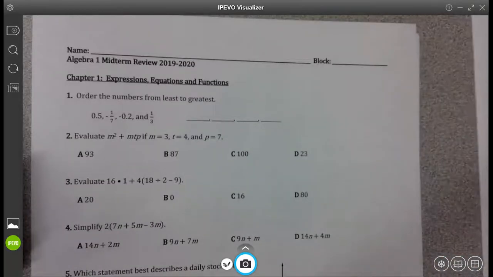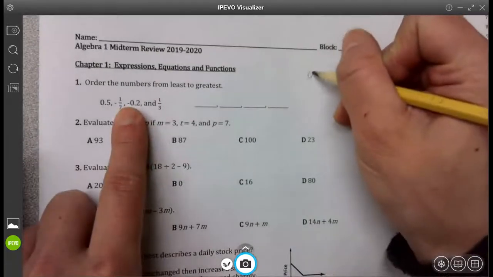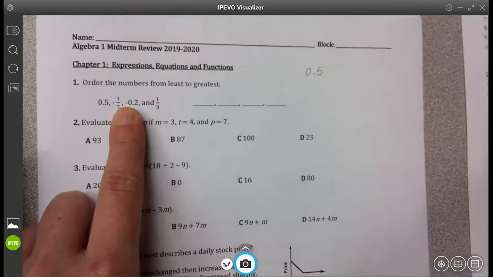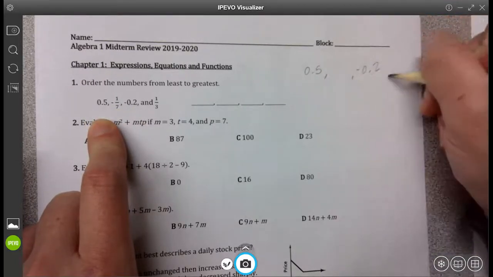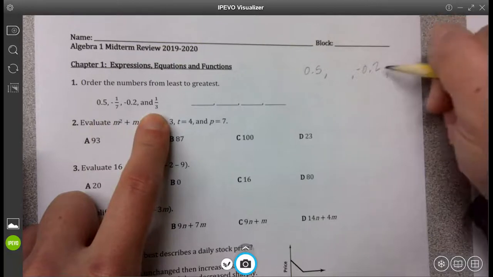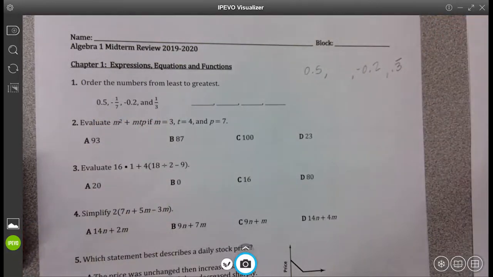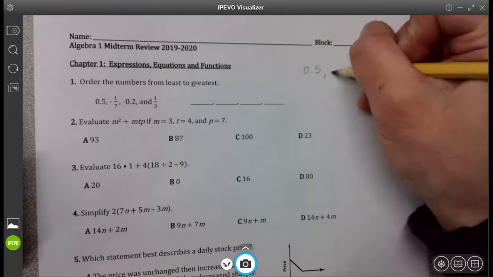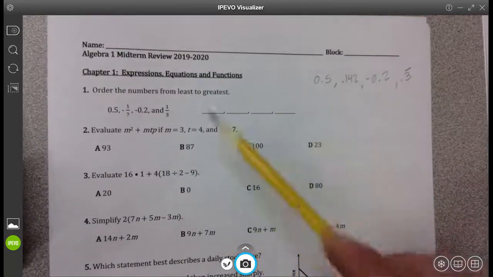Okay? All right. So it says order the numbers from least to greatest. The problem we have here is that these numbers are all different. One's a decimal, one's a fraction, one's a decimal, and one's a fraction. We know a third is 0.3 repeating. And then 1 divided by 7, what is that? That is 0.142. Okay.